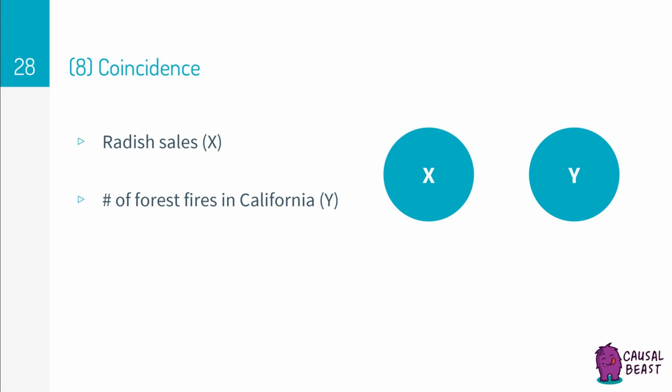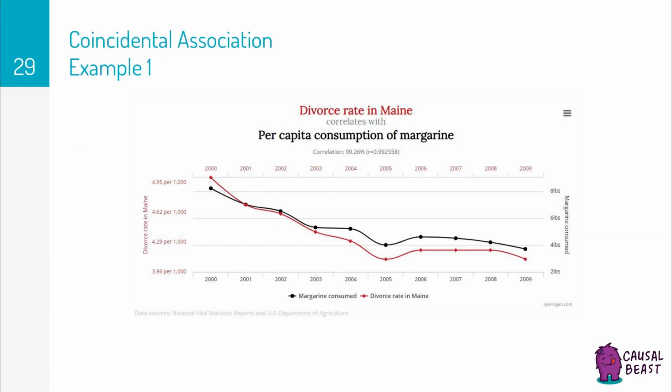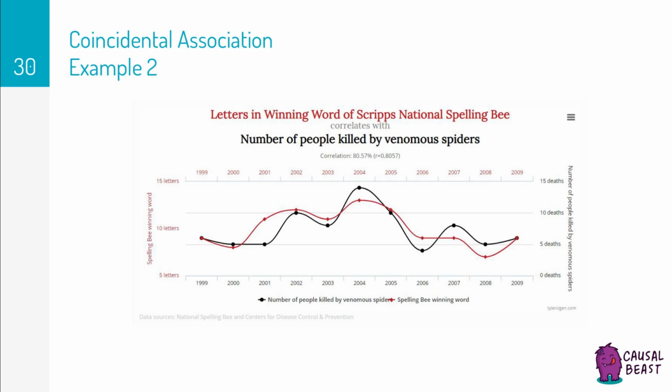We call this a coincidence, which is best exemplified by examples from Tyler Vigen, a management consultant, who had maintained a blog about coincidental correlations. This example: the divorce rate in Maine correlates with the per capita consumption of margarine. Hopefully, you are convinced that this is pure coincidence. Another example: the number of letters in the winning word of Scripps National Spelling Bee correlates with the number of people killed by venomous spiders. Again, pure coincidence.